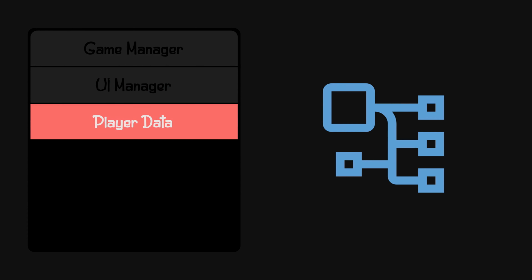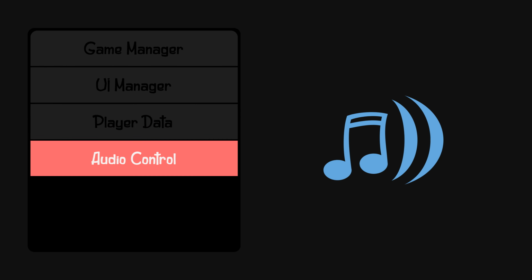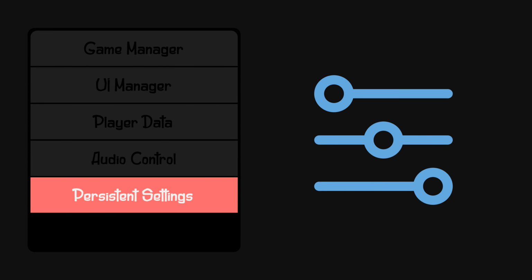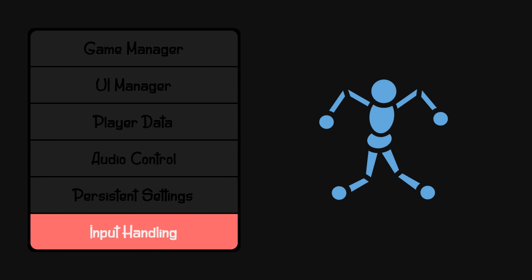Player Data: for effectively managing player-related information, such as scores, inventory, and achievements. Audio Control: a centralized audio manager to maintain control over sound effects and music throughout the entire game. Persistent settings: to easily store and manage runtime global settings, ensuring a consistent user experience across scenes. Input handling: to simplify user input management by utilizing a singleton input manager. This centralizes input handling for easy maintenance and customization.